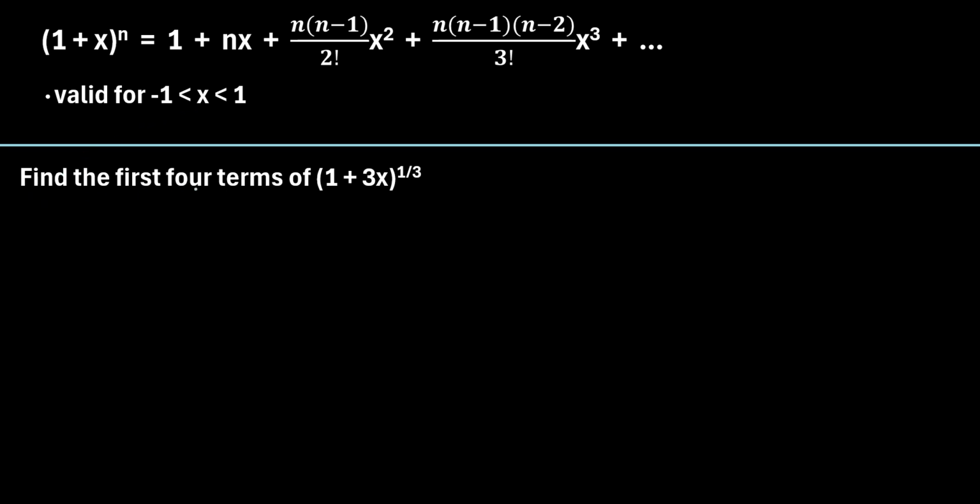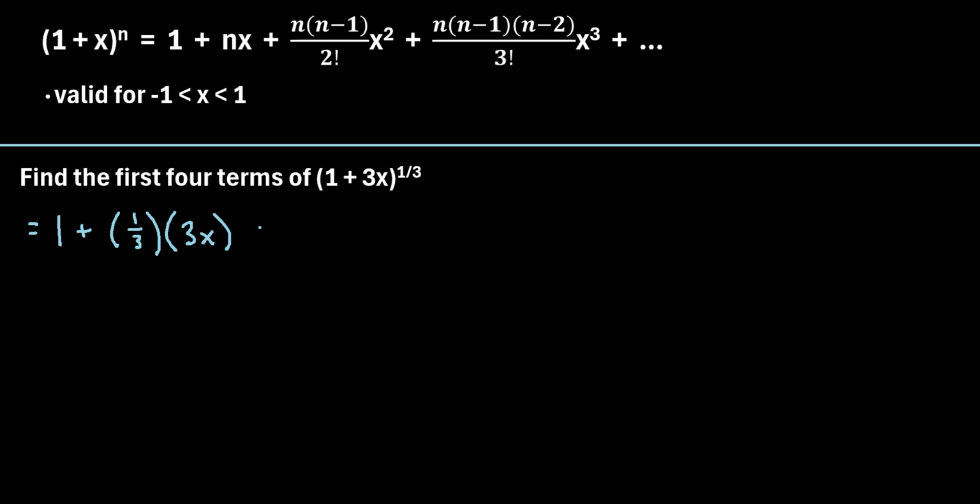This says find the first 4 terms of (1 + 3x) to the power of 1/3. So we have a binomial raised to a fractional exponent, and to expand it, we can use this formula. The first term is 1, so we'll say 1, plus the second term is n, where n is the fractional exponent, so that's 1/3 in this case. So we'll say 1/3 times x. x is the second term in the binomial, so in this case, x is equal to 3x. So we'll say multiplied by 3x.